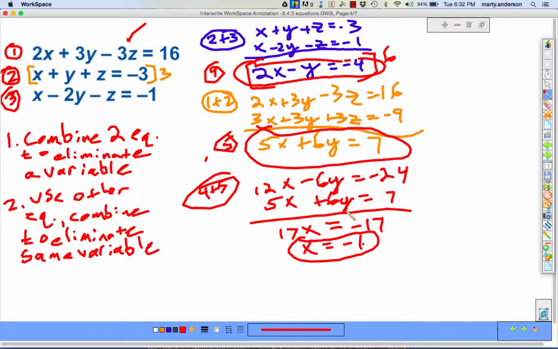I guess I would probably put it into this equation 4, and I get 2 times negative 1, which is negative 2, minus y is negative 4, and then I would get plus 2 plus 2.